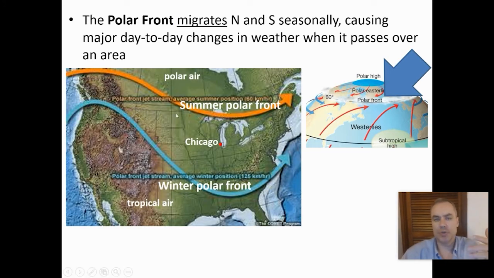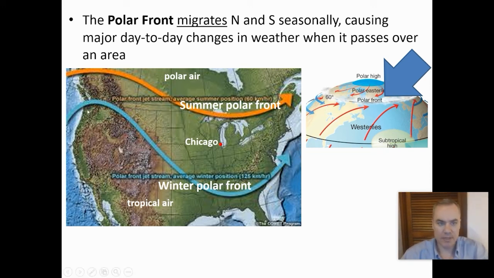So this map shows the polar front, but how it moves throughout the year. So in the wintertime, it's way down here. And the summertime, it's way up here. And remember, the polar front is where the westerlies meet the polar easterlies. And so remember, the westerlies in our wintertime in the northern hemisphere are pulled down as the Hadley cell moves down. They go down too. And that allows the polar easterlies to come down much further.